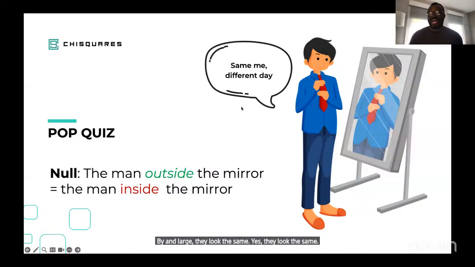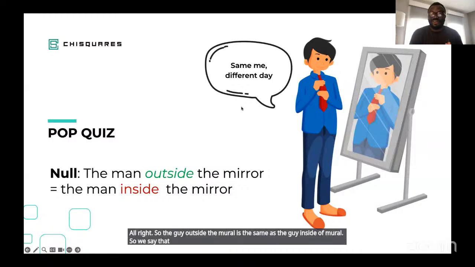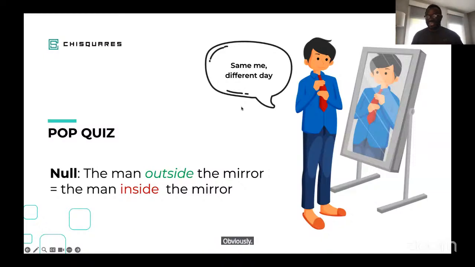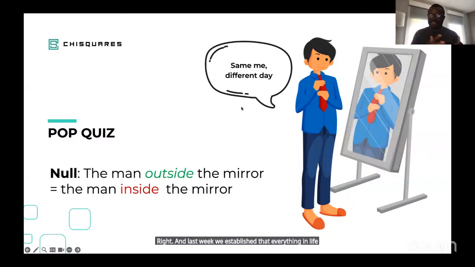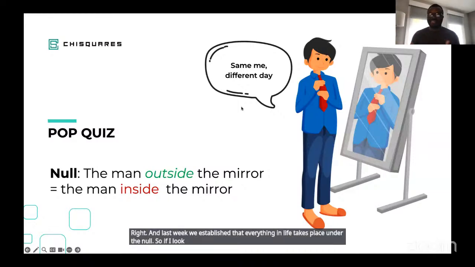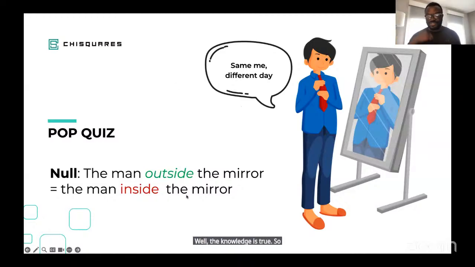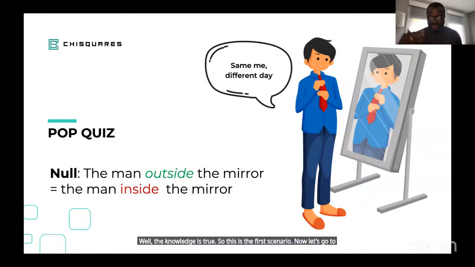All right, so the guy outside the mirror is the same as the guy inside the mirror, so we say that the null is true. Remember, we said null says there's nothing extraordinary happening here. Obviously, when you look into the mirror, you don't expect to see something different. You expect to see your reflection, right? And last week, we established that everything in life takes place under the null. So if I look into the mirror, I expect to see myself. I don't expect any surprises. So if the guy looking into the mirror is the same guy as the one outside the mirror, then we say, well, the null is true. So this is the first scenario. Now let's go to another scenario and let's see what happens next.